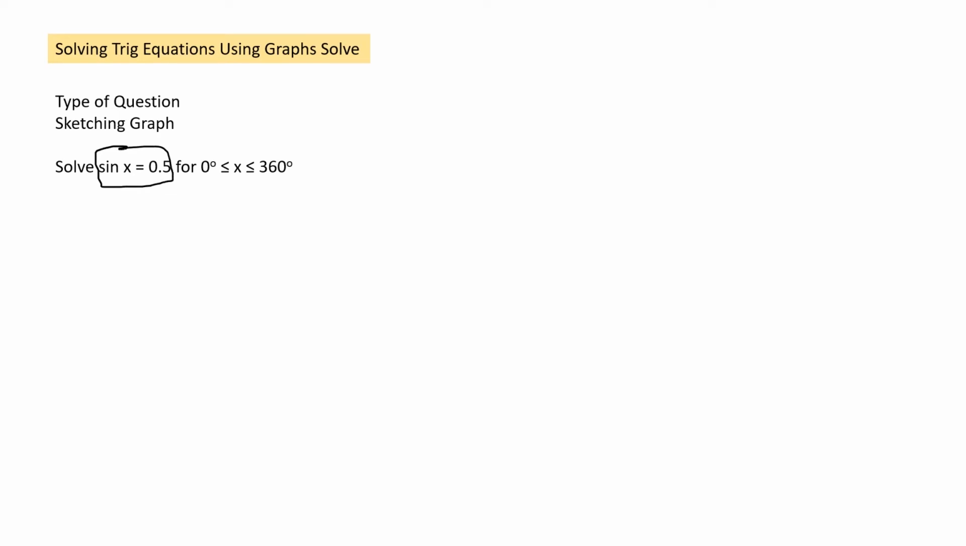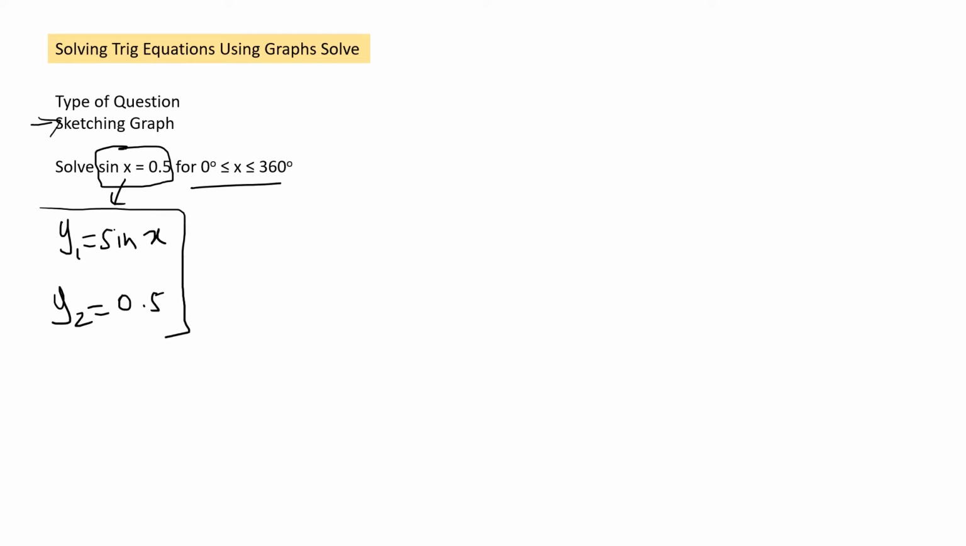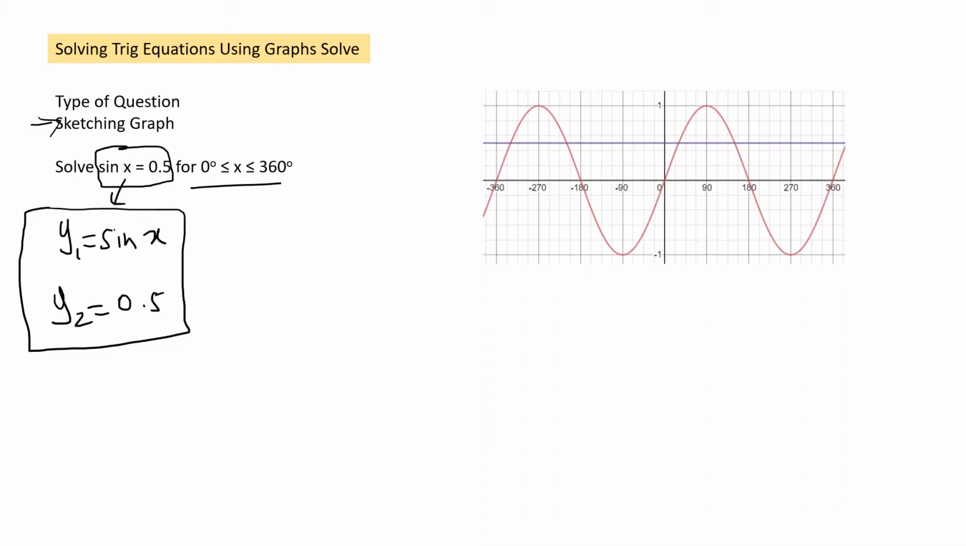This is a type of question we have to answer by sketching a graph. Sin x equals 0.5 and the range is this one. So I am going to split this equation into two: y1 equals sin x and y2 equals 0.5. I can draw these two because we know the graph of sin x as well as y2 equals 0.5. If we draw this, it will look like this.